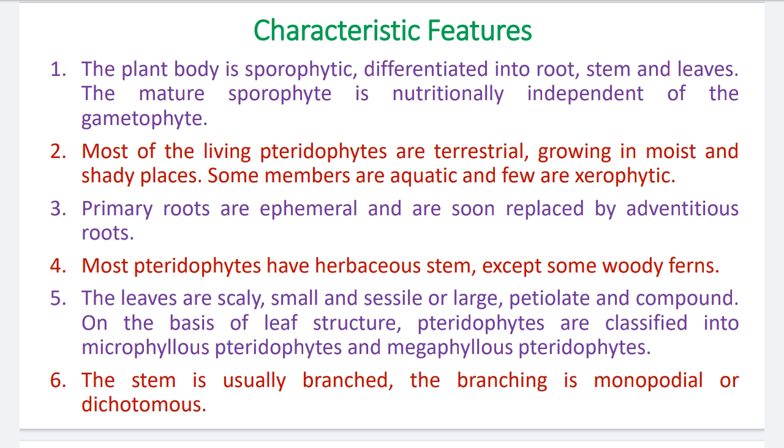Number 5, the leaves are scaly. Scaly means small, scale like, small needle like, very minute like needles. Leaves are scaly, small in structure, and sessile. Sessile means without stalk, or large petiolate. Petiolate means with stalk. A leaf having a stalk is called petiolate, and the leaf stalk is called the petiole.